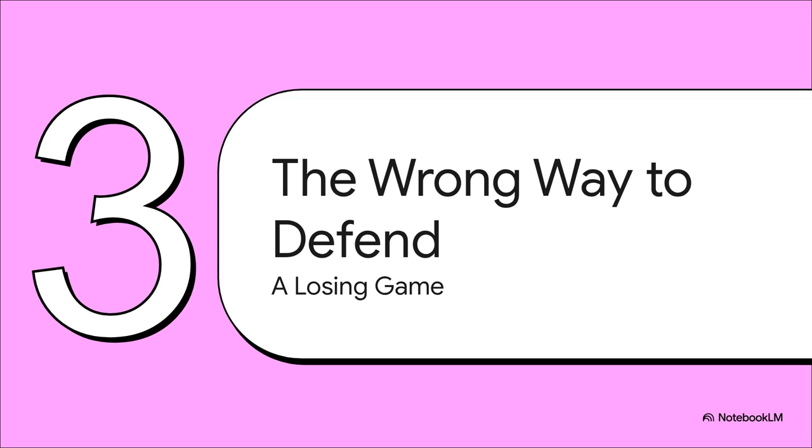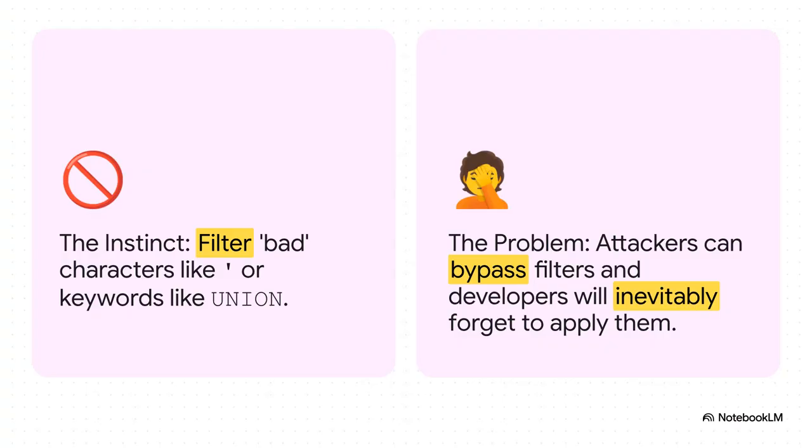Now, when a developer sees this, their first instinct is usually, okay, I'll just block the bad words, I'll filter out the word union or the apostrophe character. But this is a total losing game. Trying to blacklist bad words turns security into this endless game of cat and mouse. An attacker can always find a new way to write their query, a new way to encode it to bypass the filter. But the biggest problem? It's human. All it takes is for one developer on one team to forget to add that filter to just one single input box on a massive website, and the entire system is vulnerable all over again.